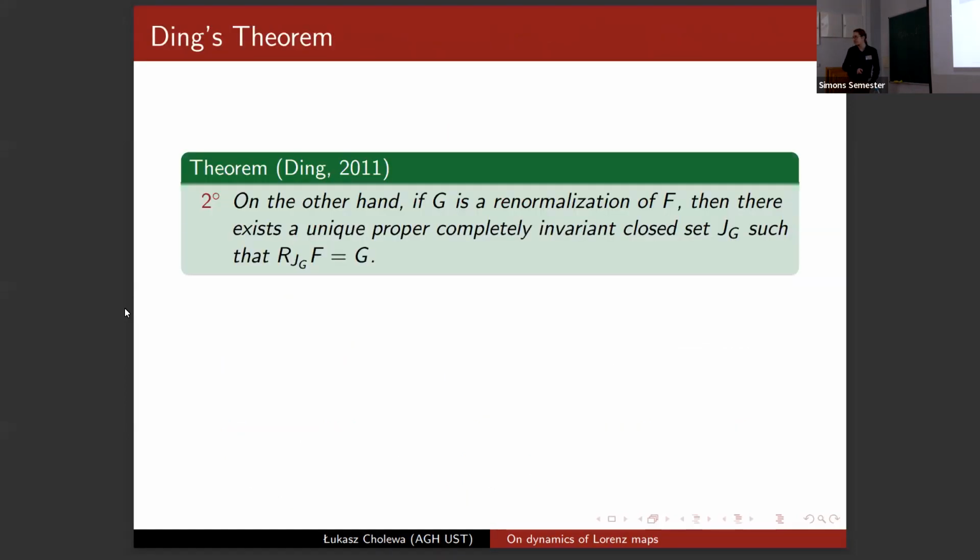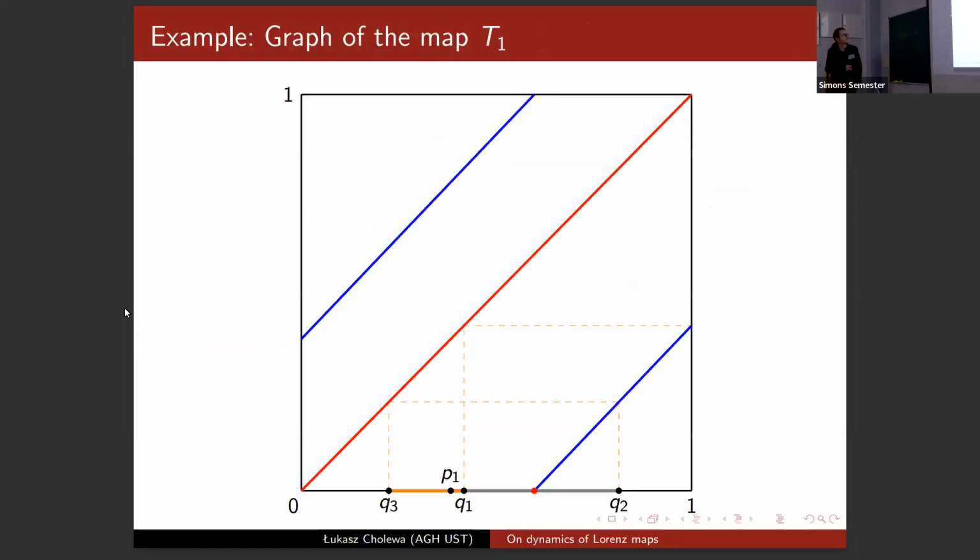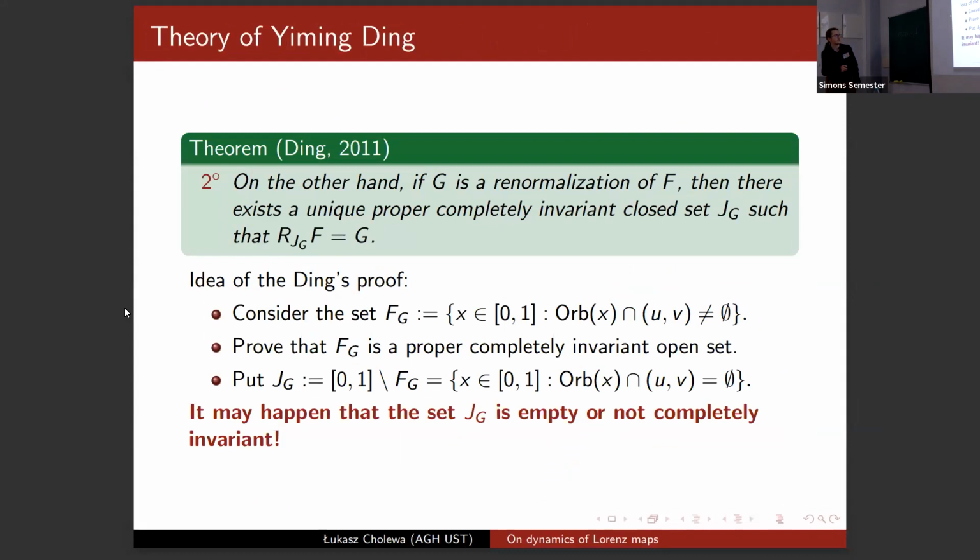Can you go back? So what is F, G? I forgot the definition. J are the points whose trajectories never intersect the open interval UV. F was complementary to J. Yes, FG is the set of points that intersect.